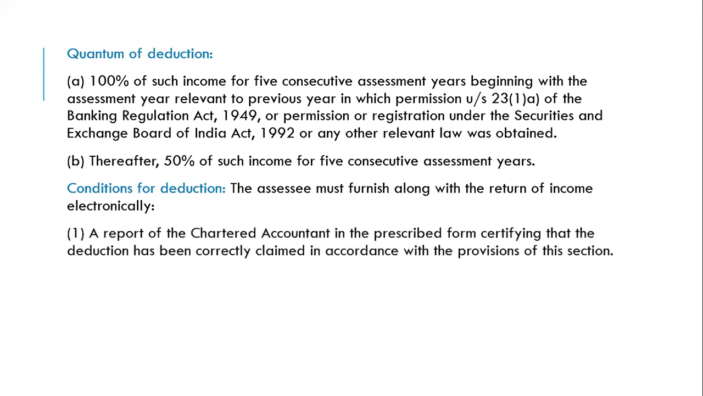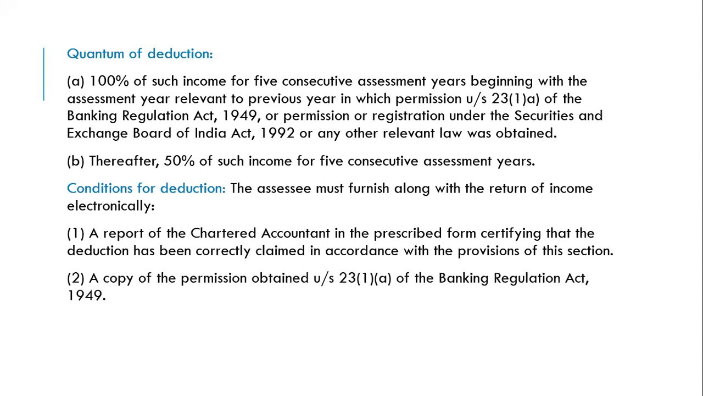Now here, first, along with your return of income, you also have to provide a certificate from a CA claiming that the deduction is correctly claimed. This is the first condition for deduction. The second condition will be a copy of the permission obtained under section 23 subsection 1 clause A of the Banking Regulation Act 1949. If you provide a copy of permission as well as a certificate from a CA, you will get deduction of 100% for 5 years, and another 5 years up to 50%. These are the things which come under offshore banking.